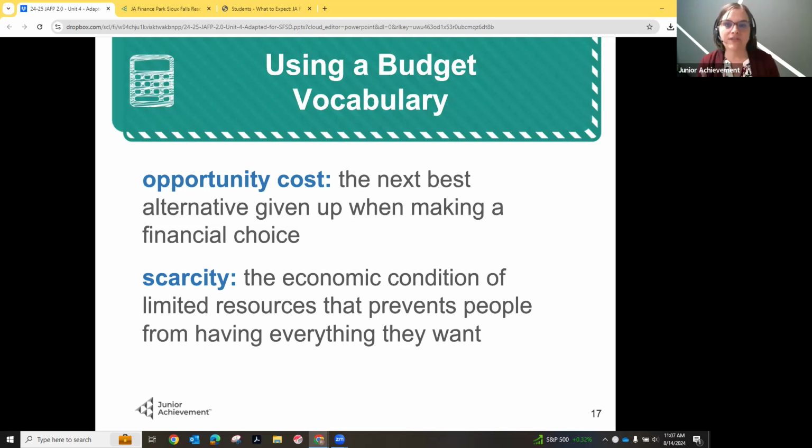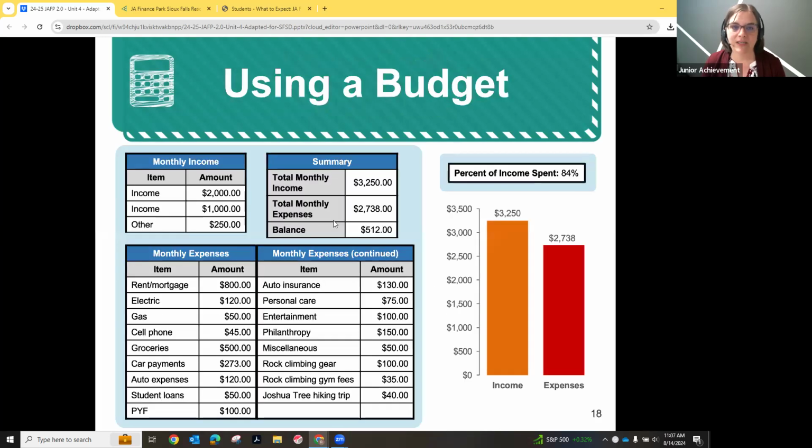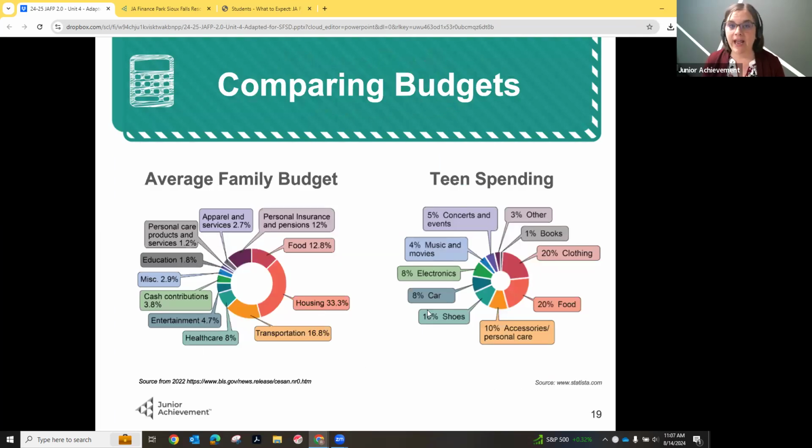The next portion of content that we're going to move into is actually using a budget, and how does that actually look? So again, you may have already introduced opportunity costs in an earlier one, but it's a great one to recap and review, and talking a little bit about scarcity as well. These slides are just going to help talk through using a budget. How does it actually look in real life? You can compare a little bit the average family budget versus teen spending.